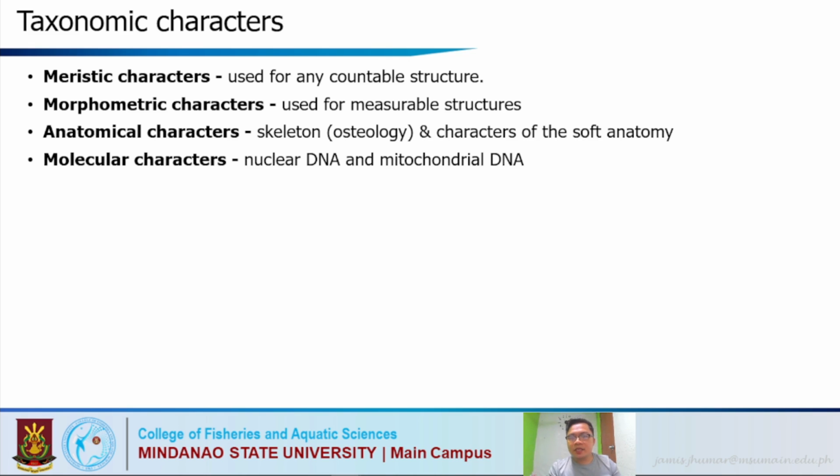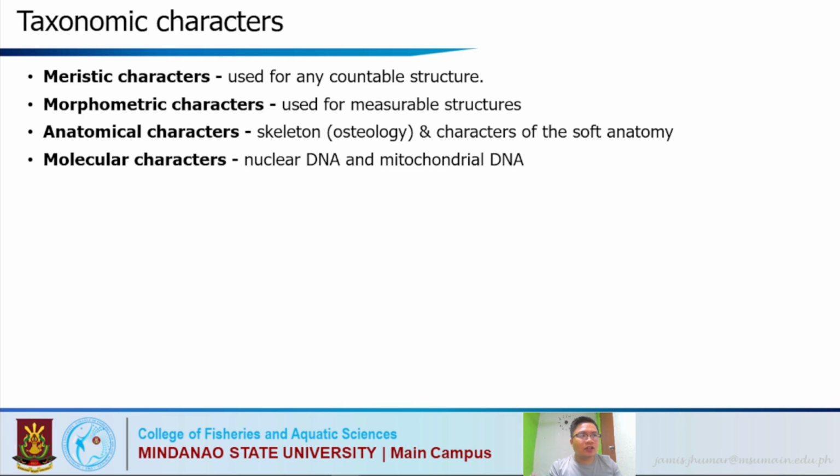Now, in the meristic characters, basically what you are doing in classifying an organism is just counting any structures. Later on, in your task, you will have to do a counting on the different meristic traits of a particular fish. Later we will expound on that explanation. Morphometric characters are the second taxonomic characters. These are used basically for measuring structures, like for example, measuring the total length, the standard length of a fish, measuring the body depth of the fish. So basically, this entails measurement of a particular fish part.